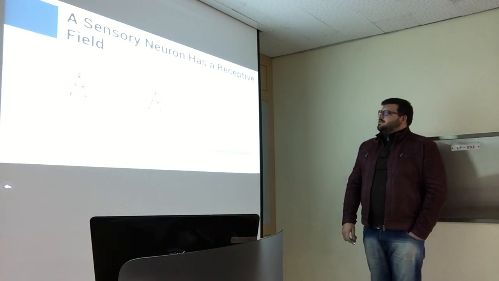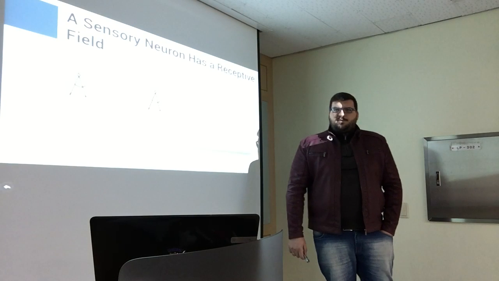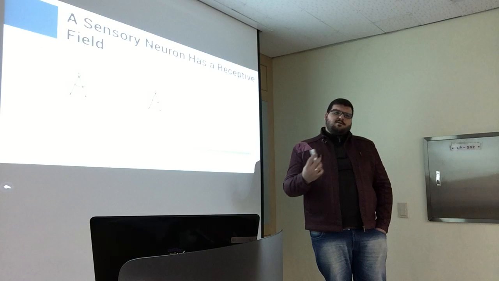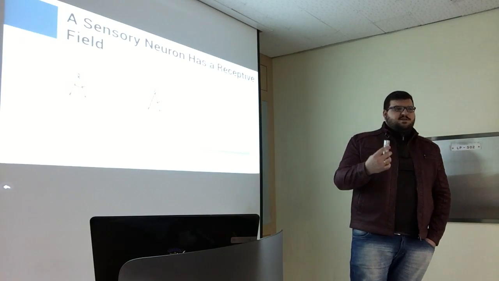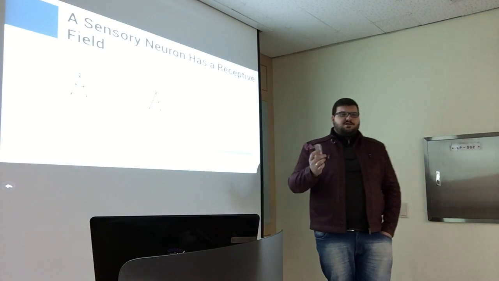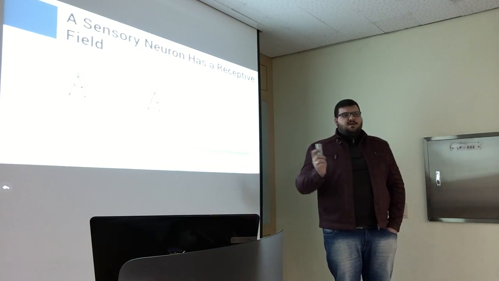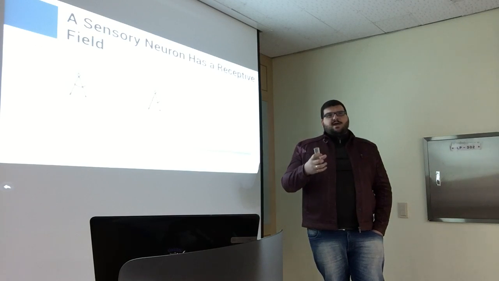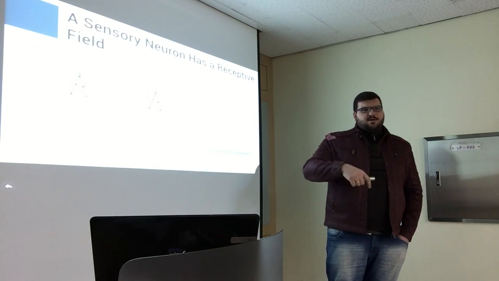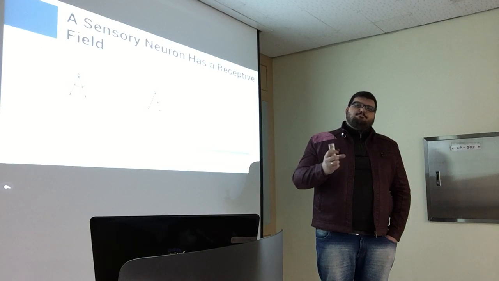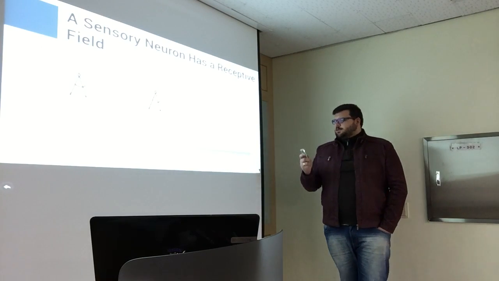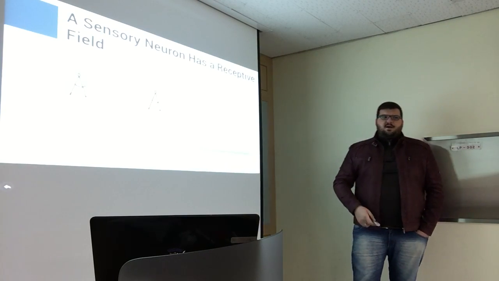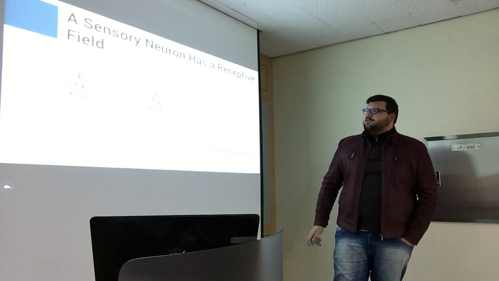A sensory neuron has a receptive field. What it means is that each neuron has a field to receive the information. Combined together, they form a bigger area to receive the stimuli, so they cover a bigger area and then send complete information to the brain. This increases the accuracy of the reception.